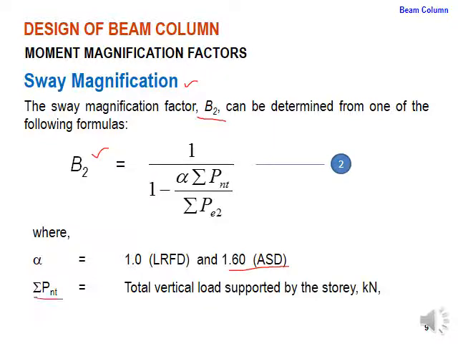Sigma PNT is the total vertical load supported by the story. So if you have a one story in which one beam column needs to be designed and analyzed for B2, for that particular case, you are going to calculate the total vertical load that is supported by the whole story. So instead of the one beam column, you have to count the number of columns, and on all of the columns, whatever vertical loads there are, you have to add them up. So this total value will give you the sigma PNT.